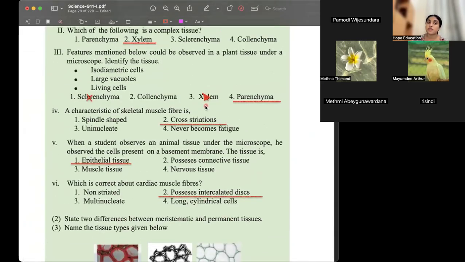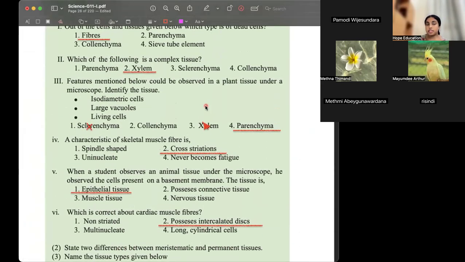Do you all have any questions or is everything clear? If everything is clear, can you give me a thumbs up, please? Okay. If you have questions, you can ask in the chat box, or you can unmute and ask.